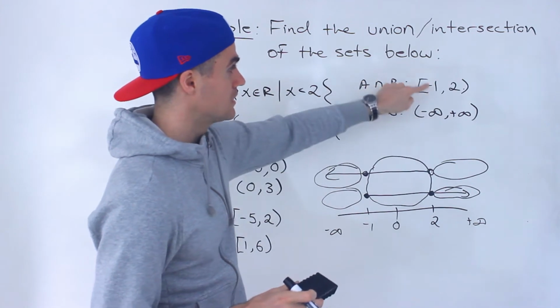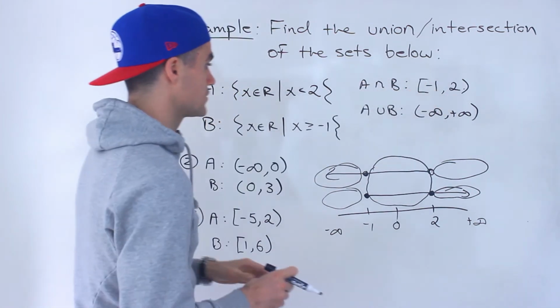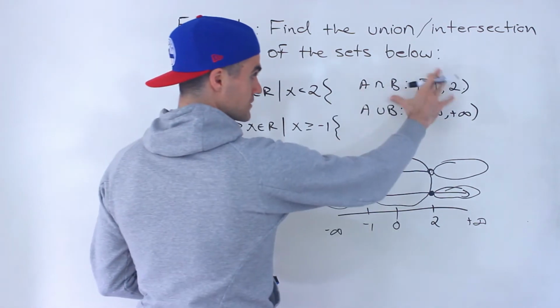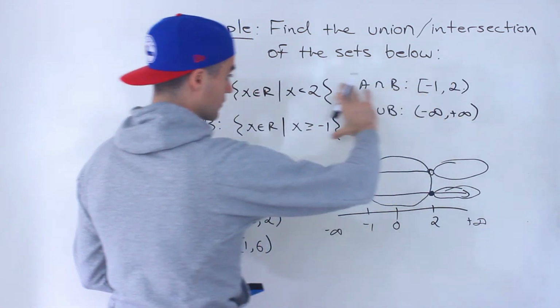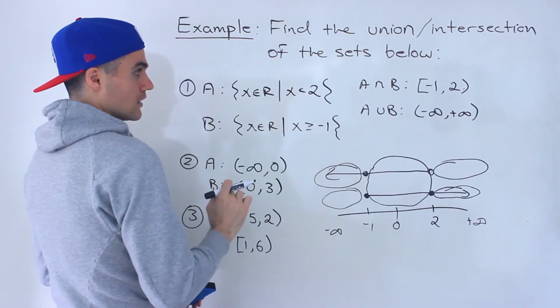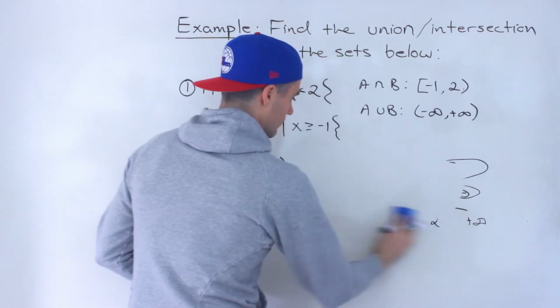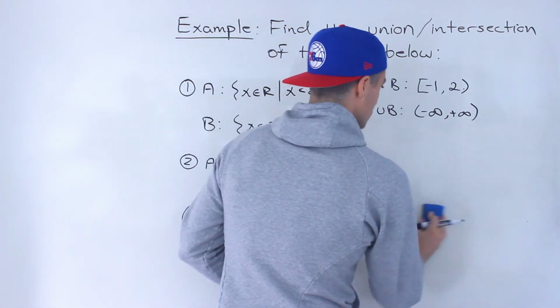But the intersection is from -1 inclusive of the -1 to 2. And I'm going to leave the answers in this format, but these answers, they could also be in this format. So just be careful, again, on a multiple choice test. Moving on to number 2.